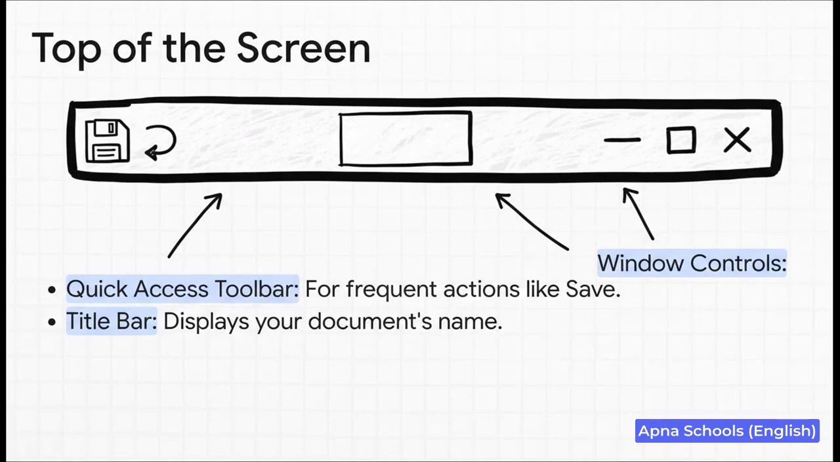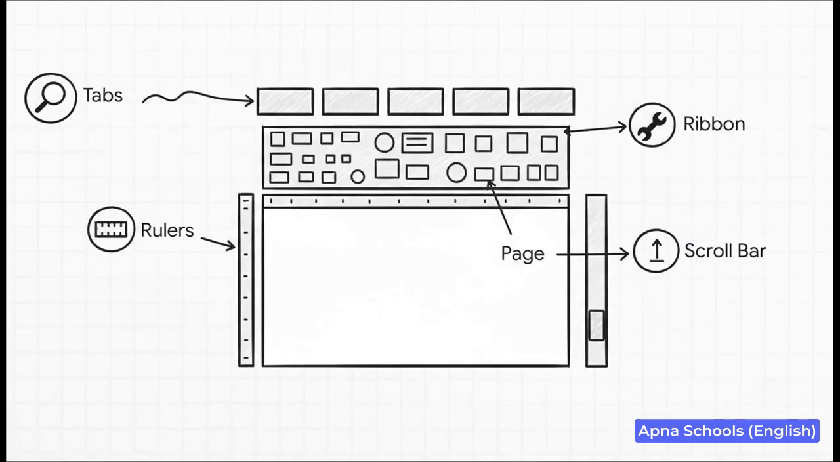First, you've got the Quick Access toolbar. That's where you'll find shortcuts like the Save button. Then there's the title bar, which, as we know, shows your file name. And then way over on the right, you've got your standard window controls. Minimize, maximize, and close. Okay, now for the main event, your actual workspace.